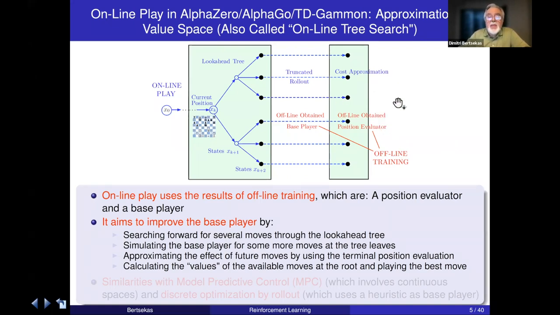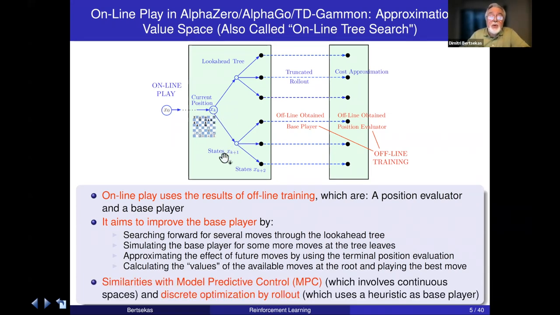Now this is the architecture that is used in both TD Gammon and AlphaZero and in other programs. But there are strong similarities also with the methodology of model predictive control in control theory. In model predictive control, basically the same architecture is used. At a given state, there's an optimization over a look ahead tree, or perhaps an interval, minimization over controls over a certain interval. And there may be an additional simulation of a base player, and then a cost function approximation at the end. This is called the control interval. This is called the prediction interval.